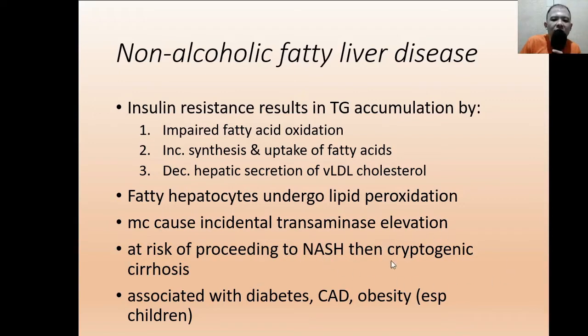Cryptogenic means that although cirrhosis is there, the cause is unknown. Okay? So when the cause is unidentifiable, then the number one consideration should be non-alcoholic fatty liver disease. And again, it is associated with diabetes, metabolic syndrome.